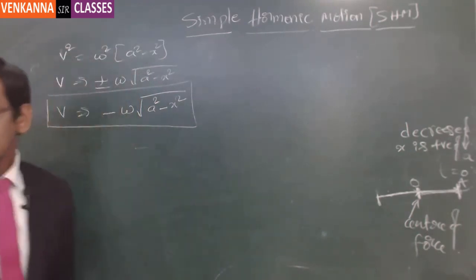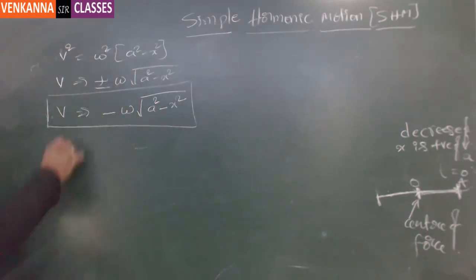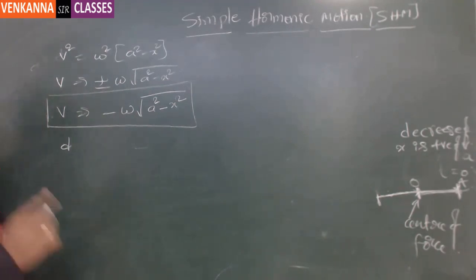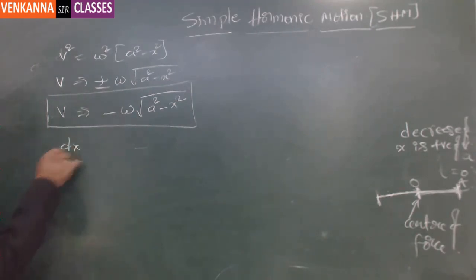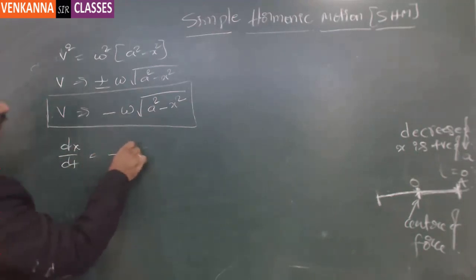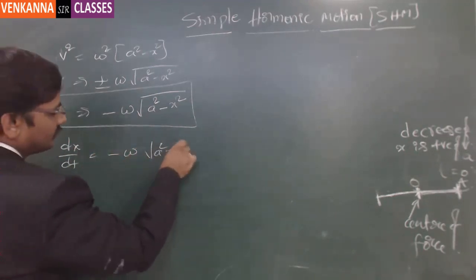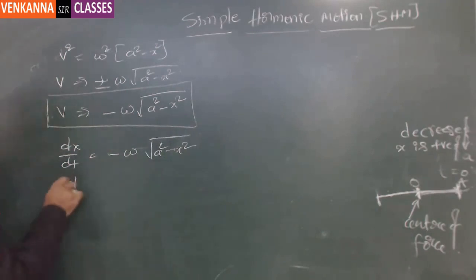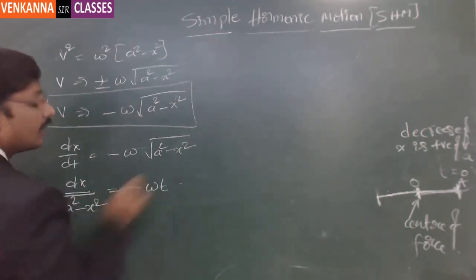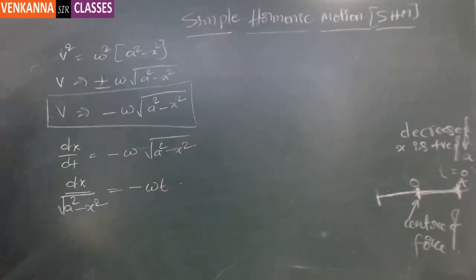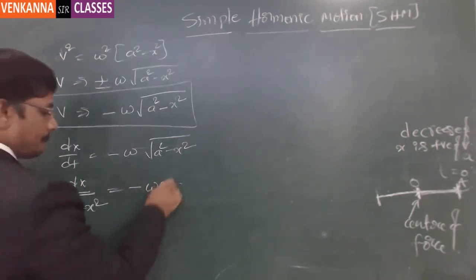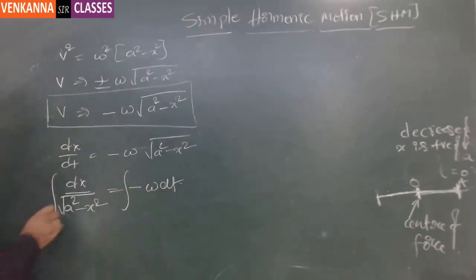Got it? Now with this understanding, we can derive the relation between the displacement and time. So dx by dt is equal to minus omega times the square root of a square minus x square, and then dx by the square root of a square minus x square is equal to minus omega dt. Now if you integrate on either side, we can get the relation between x and t.